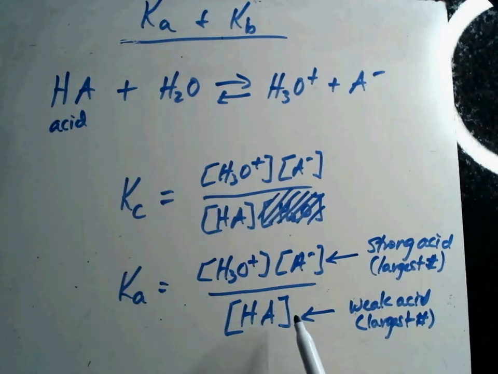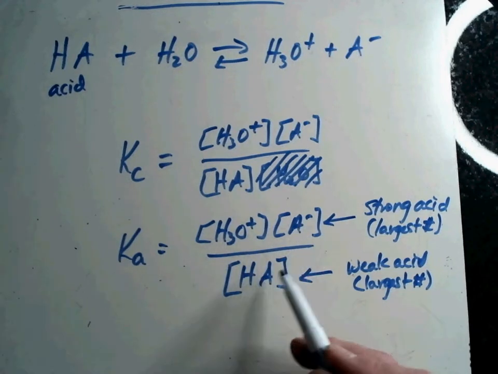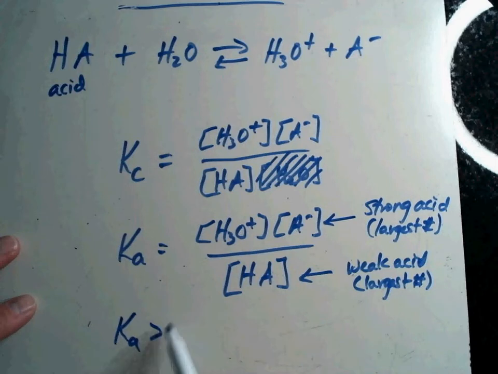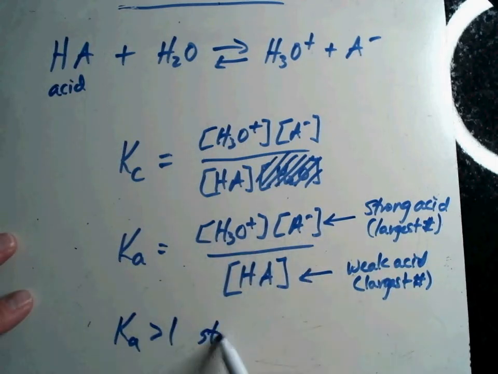Okay? So you're going to do the same math that we've done before. You would multiply molarity times molarity divided by molarity. But what's basically going to happen, said a little bit differently, is if your Ka is greater than 1, which means the top number is bigger, it's going to be a strong acid. If your Ka is less than 1, it's a weak acid.